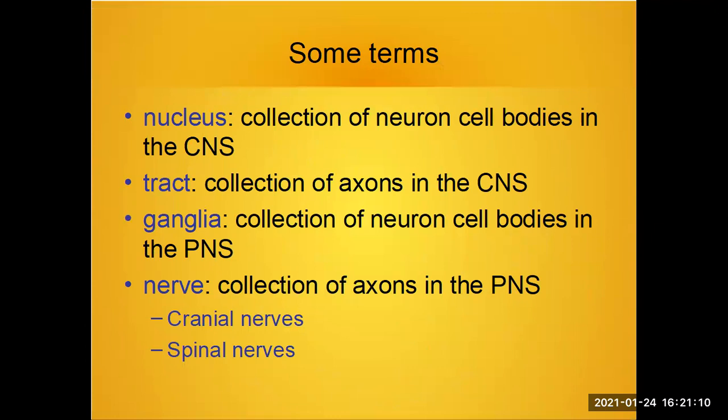Some important terms: nucleus, a collection of neuron cell bodies in the central nervous system; tract, a collection of axons in the central nervous system; ganglia, a collection of neuron cell bodies in the peripheral nervous system; and nerve, a collection of axons in the peripheral nervous system. It consists of cranial nerves and spinal nerves.